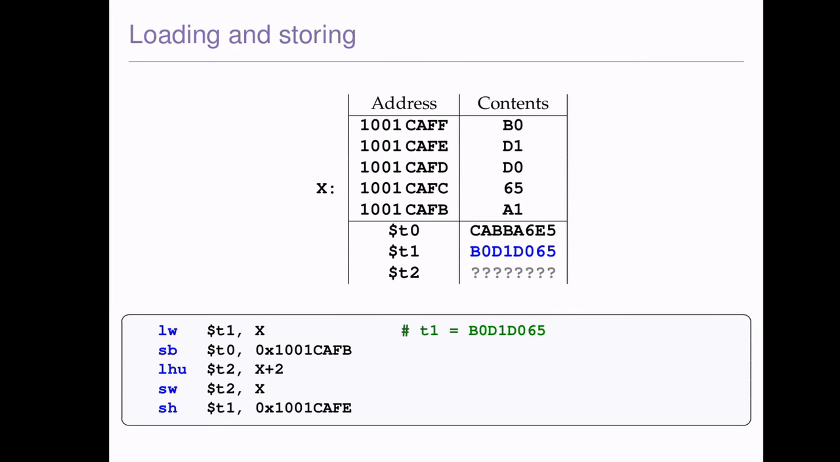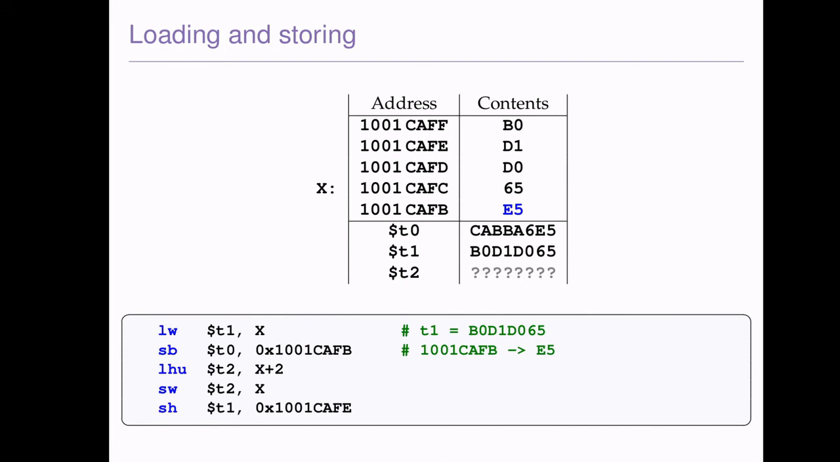Okay, so if we want to then store the byte from T0 into 101cafB, then what would we do? Well, we'd look at T0 and see that the least significant byte there is E5, and we would store that at 101cafB, and that would give us E5 there. So that's how we would do that. That just takes the least significant byte and stores it at the given address. Now let's look at the next instruction.